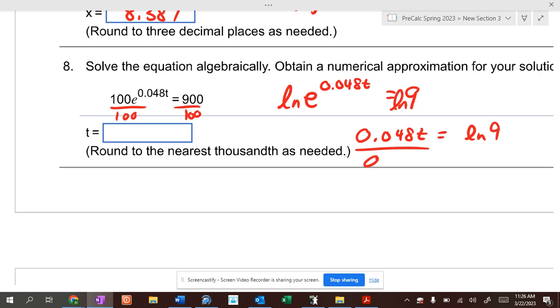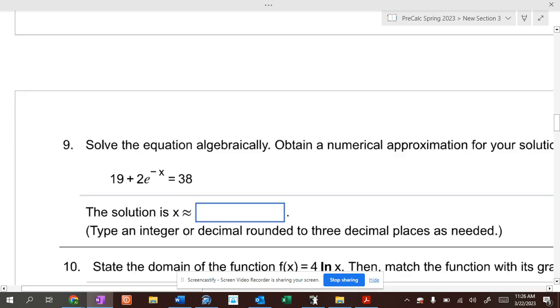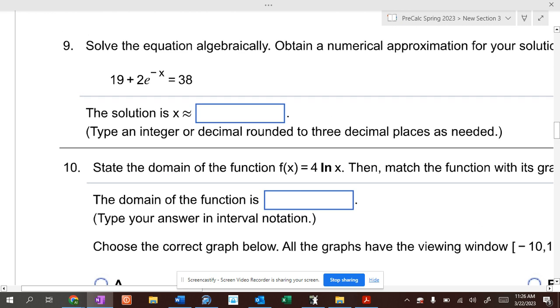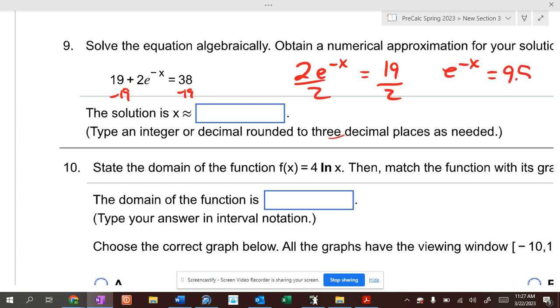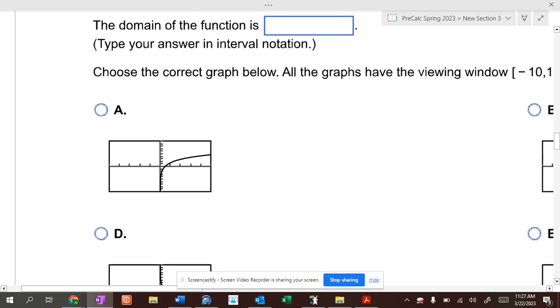Then how do we get t alone? Divide by 0.048. And I'll let you do that on your calculator. We don't need to go through that. All right. First step of this problem. Subtract 19. So 2e to the negative x equals 19. Then what do we do? Divide by 2. e to the negative x equals 9.5. What do we do to both sides? ln it. So negative x equals the ln of 9.5, and we divide by negative 1. Whatever that is. Okay?